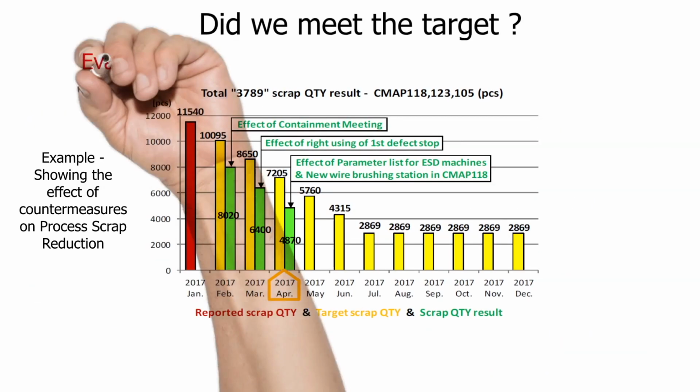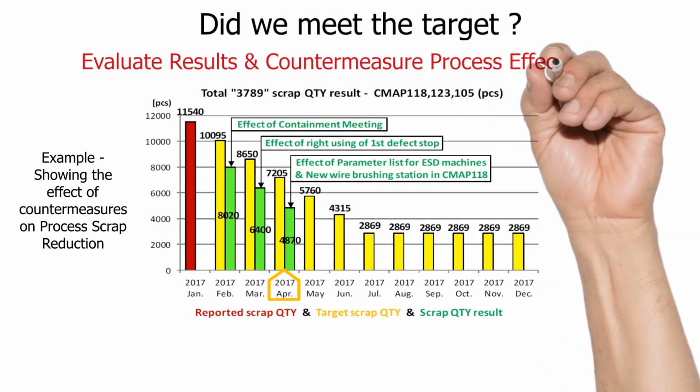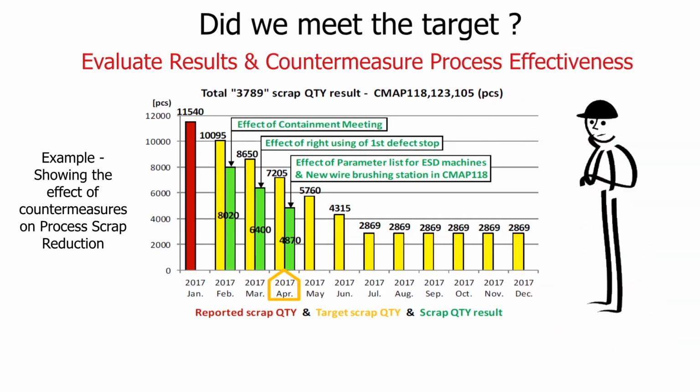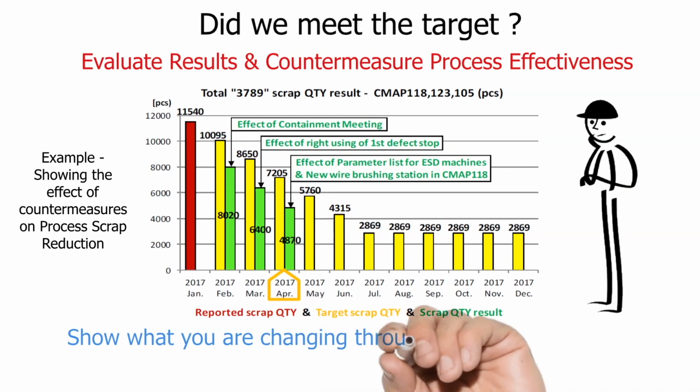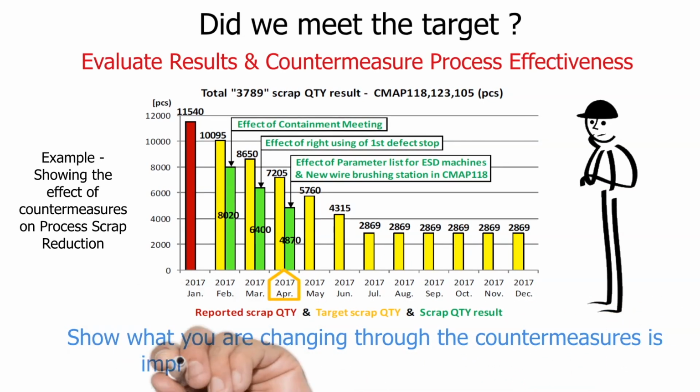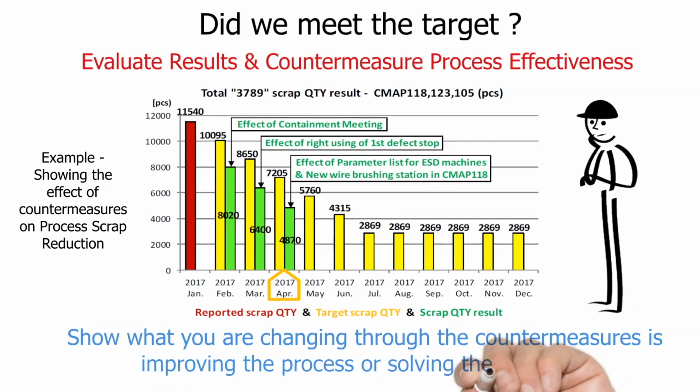Did we meet the target? Evaluate results and countermeasure process effectiveness. Example shows the effect of countermeasures on a process scrap reduction. The target is shown in the yellow bars, and the green bars show the effect of the containment action. This is spread over each month. Show what you are changing through the countermeasures is improving the process or solving the problem.